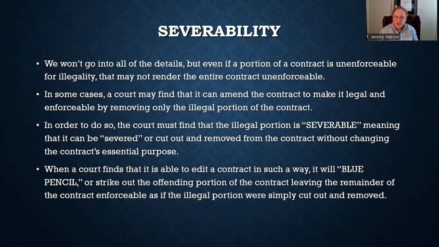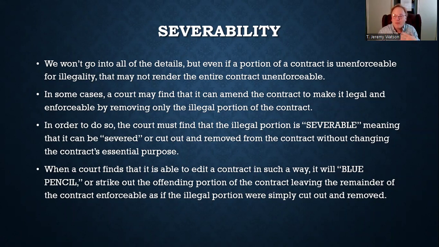In other situations, you may look at it and go, well, that's just a small part. If we take that out, then the contract can still be enforced. Both sides can still follow it, and the contract will still meet its essential purposes, right? Well, if that's the case, then we would say that the offending portion is severable, meaning that we can cut it out or remove it without changing the essential purpose of the contract, right?